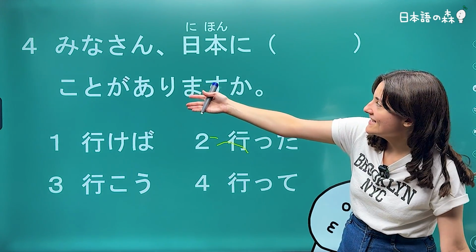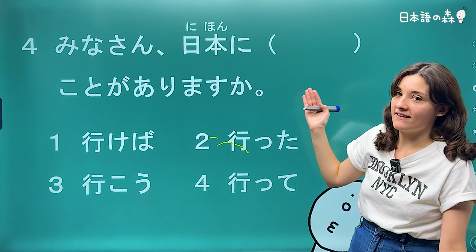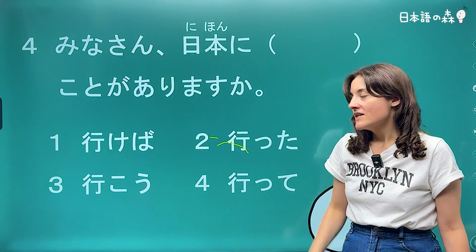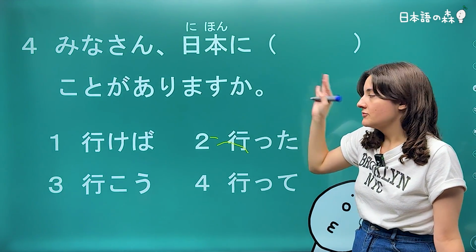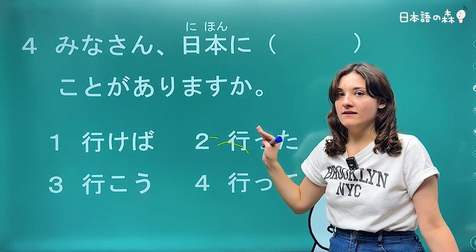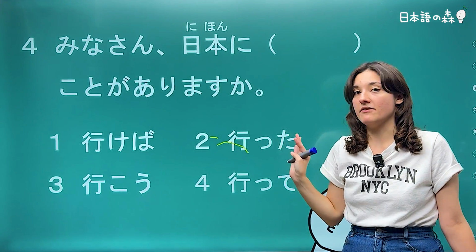Okay. 皆さん、日本に blank ことがありますか? So this is everyone, Japan, to, ことがありますか? So do you have the experience of?